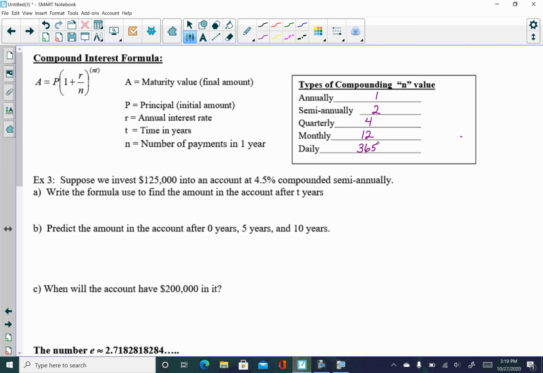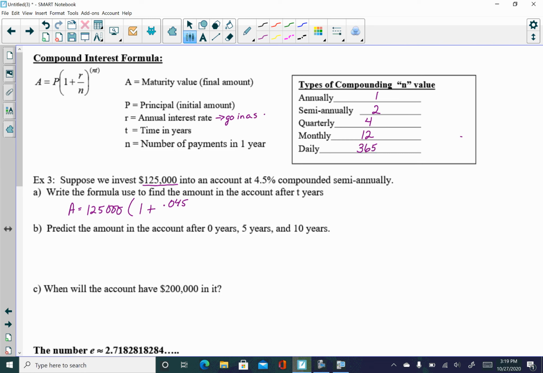Okay. Moving on down then to example 3, it says suppose we want to invest $125,000 into an account at 4.5% compounded semi-annually. Part A wants us to write a formula to find the amount in the account after t years. So A equals, my P is how much I put in. He's putting in 125,000, so 125,000, parentheses, 1 plus my rate. My rate will go in as a decimal, so 0.045.